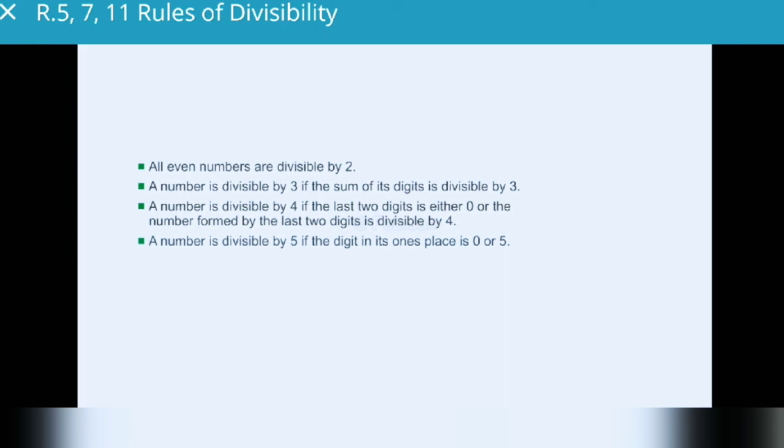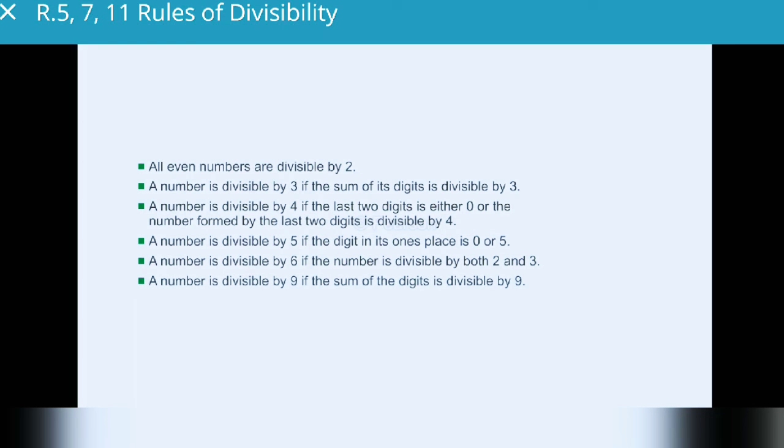A number is divisible by 5 if the digit in its ones place is 0 or 5. A number is divisible by 6 if the number is divisible by both 2 and 3. A number is divisible by 9 if the sum of the digits is divisible by 9. A number is divisible by 10 if its last digit is 0.